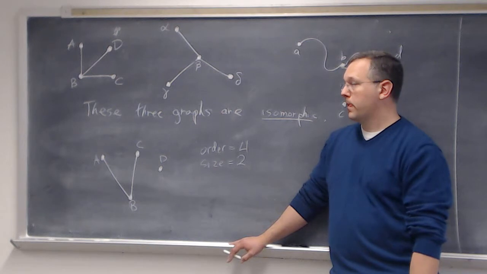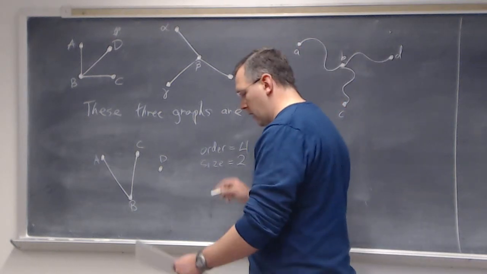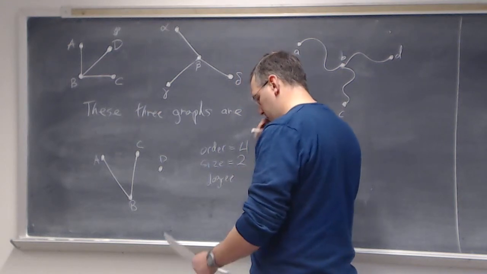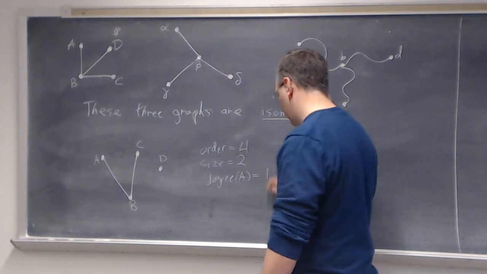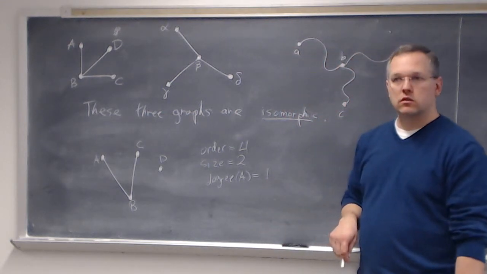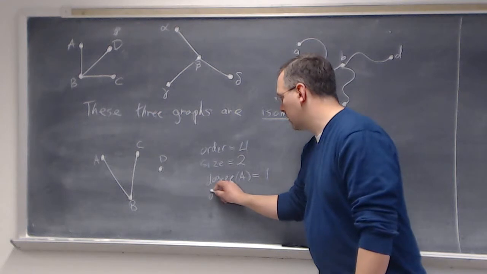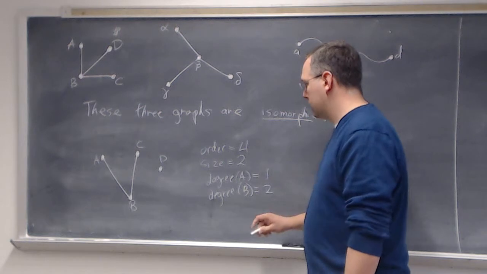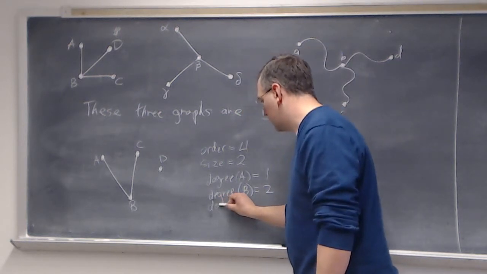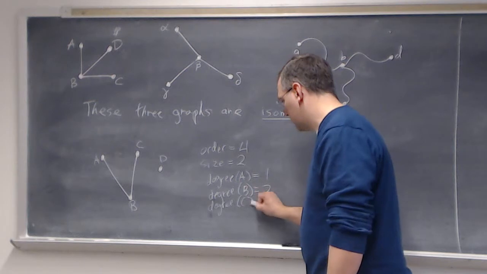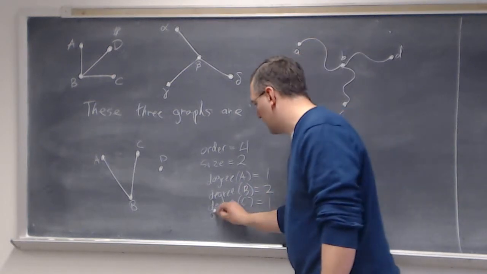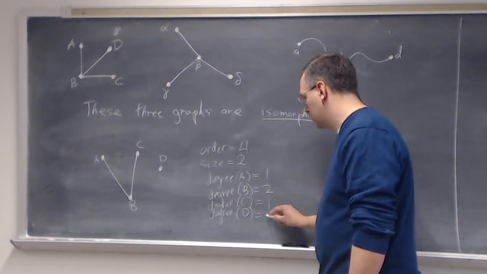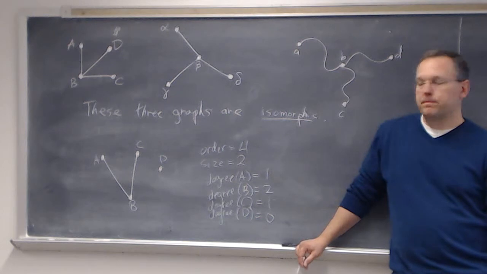There's no line. What is the degree of vertex A? The degree of vertex A is 1. There's 1 edge. What about the degree of B? The degree of B is 2. What's the degree of C? 1. What's the degree of D? 0.